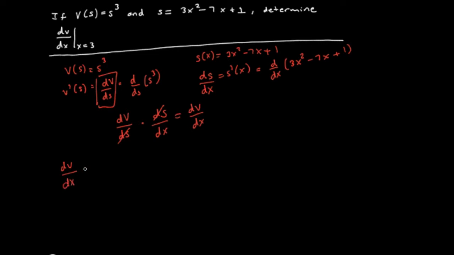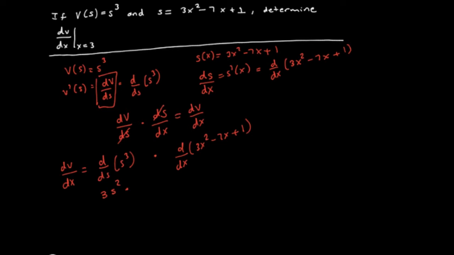So dv over dx is going to be equal to the derivative of dv over ds, which is the derivative of s cubed, and we'll multiply this with the derivative with respect to x of 3x squared minus 7x plus 1. Okay, so when we're doing this, we're basically going to find the derivative of each with respect to each of the variables. So we have s cubed, the derivative with respect to ds, so we get 3s squared times the derivative of this polynomial.